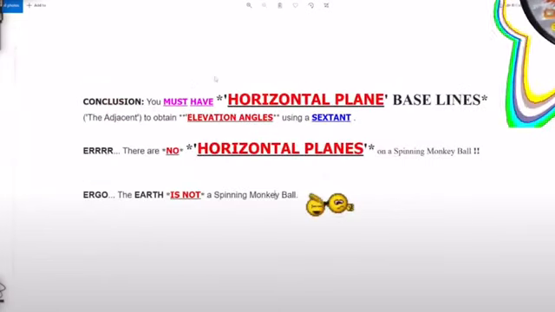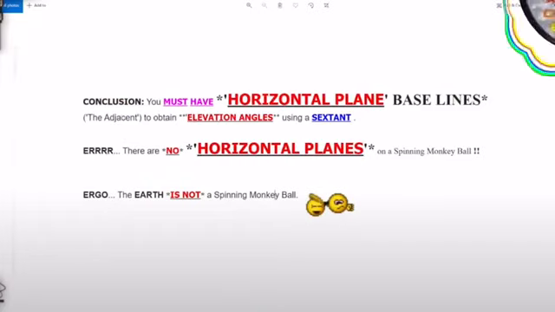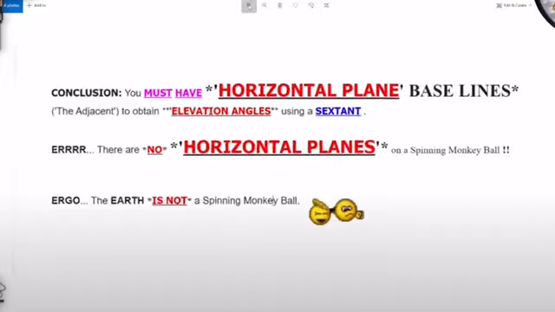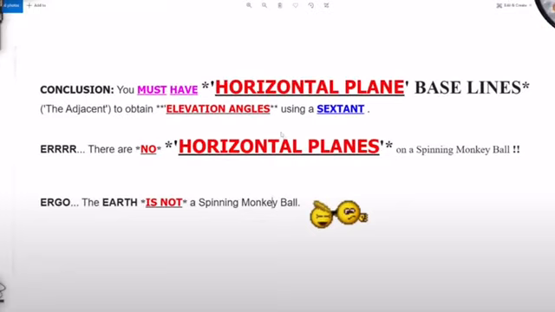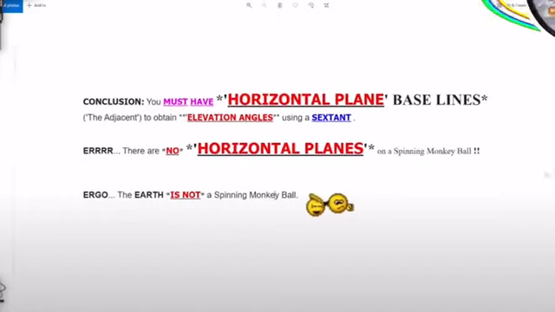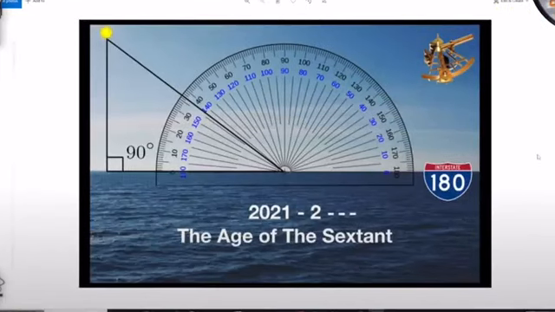Conclusion: you must have horizontal plane baselines, like I mentioned before, the adjacent, to obtain elevation angles using a sextant. There's no waffling. There's nothing you can do to parse this. It's right in your face. Call your therapist. Baltards, call your therapist. Get them in a community of therapists. You're going to need them. This is a death blow, because there are no horizontal planes on a spinning monkey ball. Ergo, the Earth is not a spinning monkey ball. Simple as that. You're finished. Say good night.